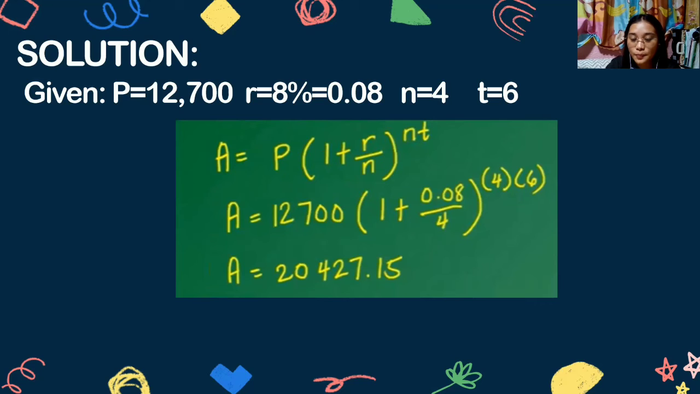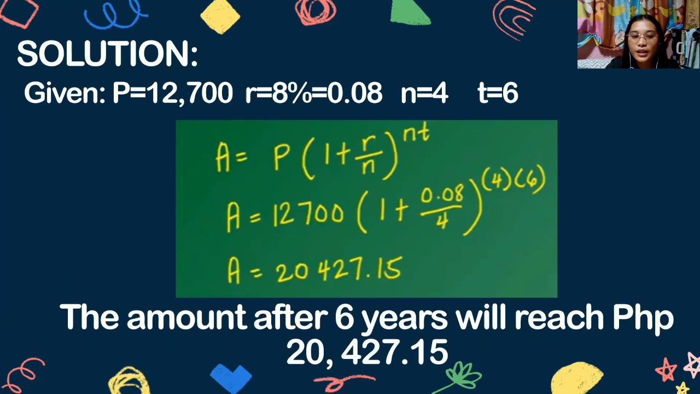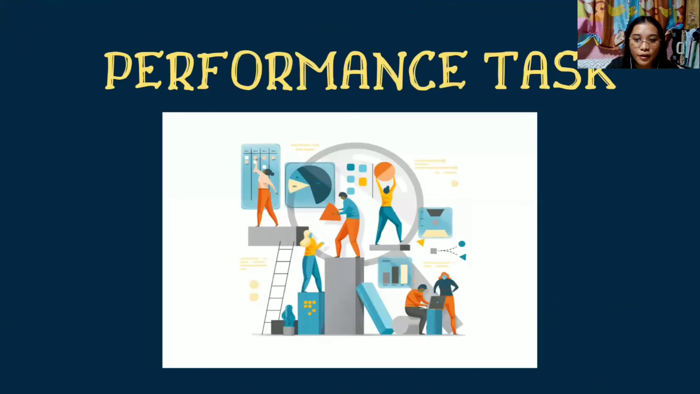So we have A is equal to P times (1 plus r over n) raised to the power of n times t. A, which is the future value, is equal to 12,700 times (1 plus 0.08 over 4) raised to the power of 4 times 6. Computing this value, we have A is equal to 20,427.15. So what can we conclude? The amount after 6 years will reach 20,427.15 pesos.